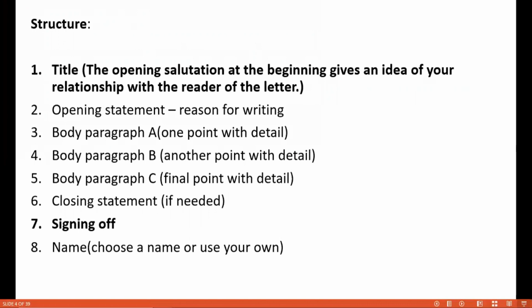The first one is the title, the opening salutation we call, which gives you an idea of your relationship with the reader of the letter. So basically there are multiple types of letter. For example, there could be a letter you're writing to your boss and you cannot say, hey buddy, to your boss because it doesn't make sense. Isn't it? So based on the type of the letter, you would choose the opening salutation, which is really, really important to make the reader understand your purpose.